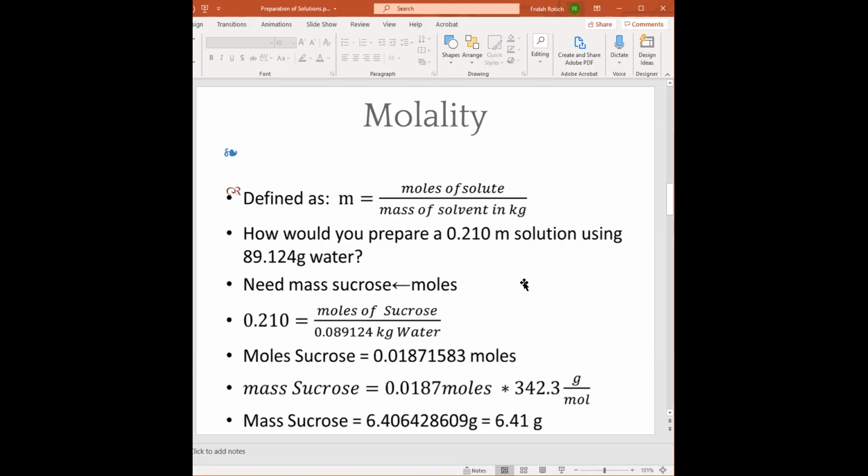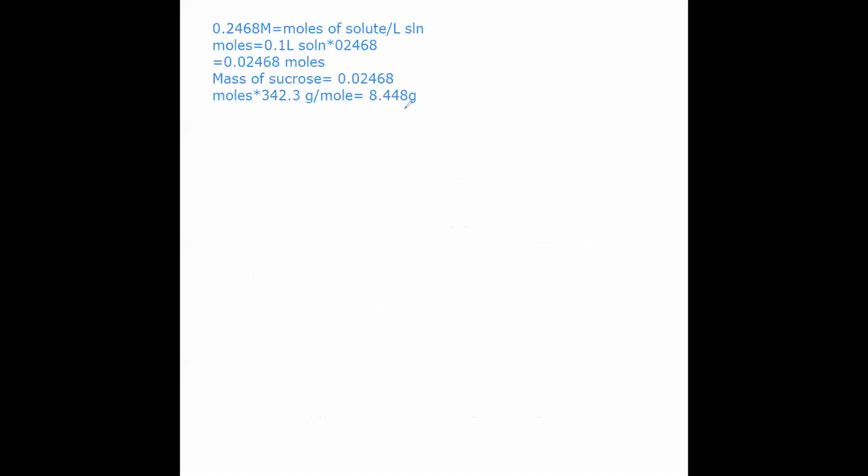So what we need to do is first convert the units of the mass of water into kilograms. And that would be 0.089 kilograms. Again, I am going to use the whiteboard to do this calculation.